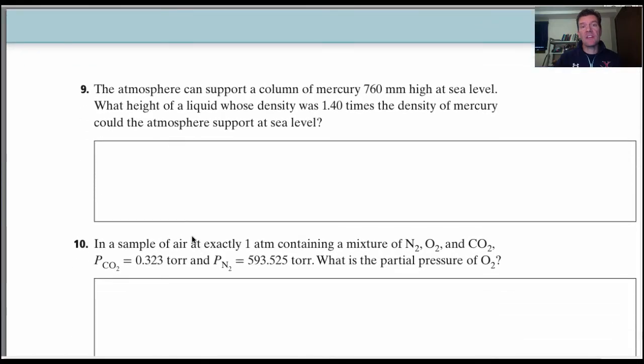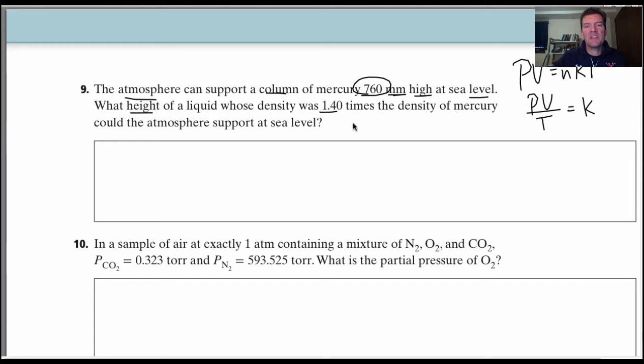All right, now we're going to get into some calculations. And I'm going to put this all in the context of either the ideal gas law, PV equals nRT, or I might write it as just the combined gas law, PV over T is equal to some constant. All right, so here we go. The atmosphere can support a column of mercury 760 millimeters high at sea level. What height of liquid whose density is 1.4 times the density of mercury could the atmosphere support at sea level?